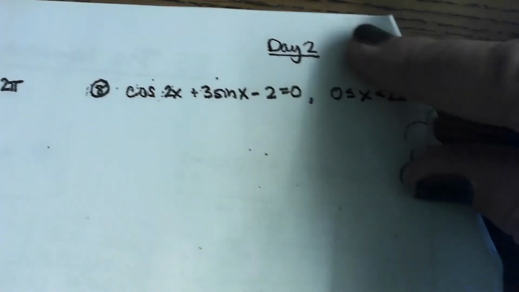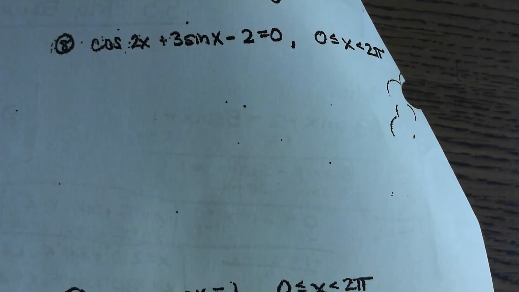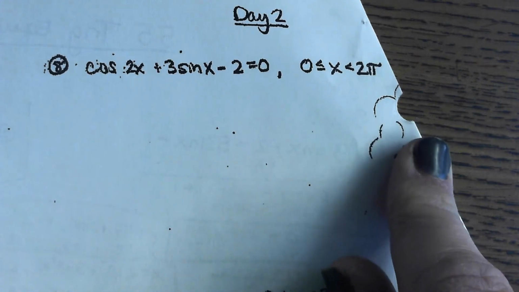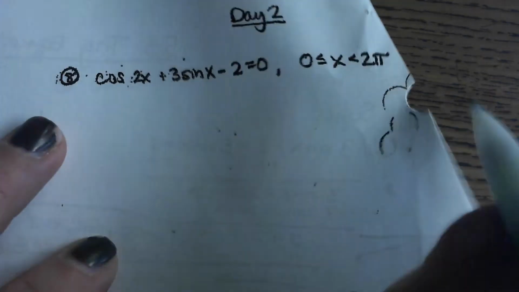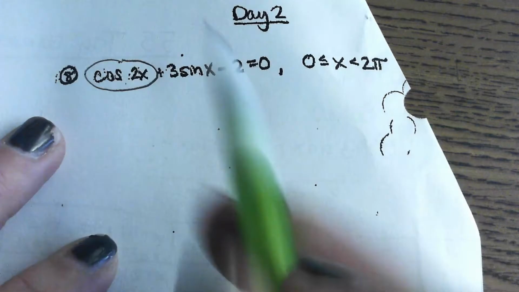Okay, if I jump to number 8, mixture of cosines and sines, not factorable. How's our reference sheet substitution ideas going to be helpful? Do you see anything, Morgan? Double angle, and it's the cosine of 2x, so we have a choice.